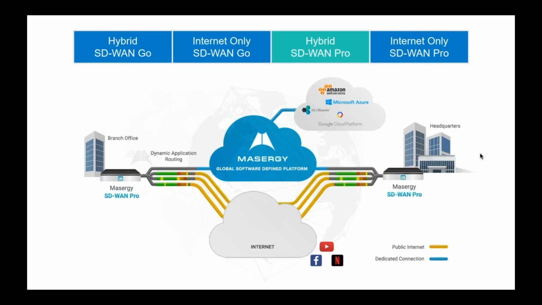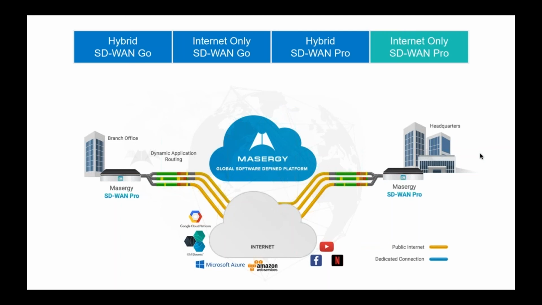I do want to point out, though, that with the SD-WAN Pro solution, you still do have access to cloud services like AWS, Azure and the Unified Communications Network. The Pro hybrid solution is one circuit being a private dedicated circuit, the other being an internet circuit. We can also do internet only, where both circuits are internet circuits coming into the site.